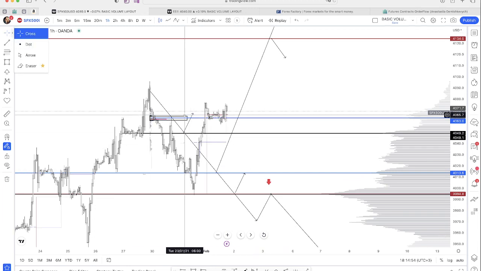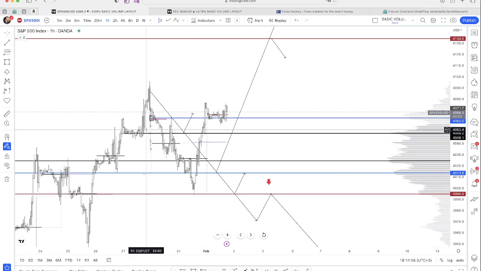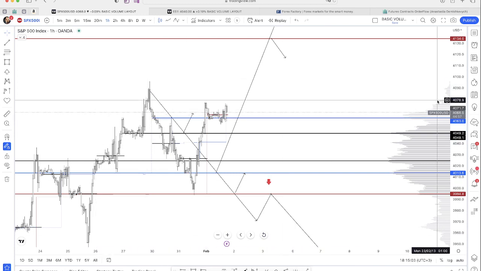I'm never gonna take a trade, Joy, if it's only Fibonacci. I'm gonna take a trade if it's volume profile, point of control, weekly, monthly, and Fibonacci. Then I'm gonna take a trade. Not the opposite way.